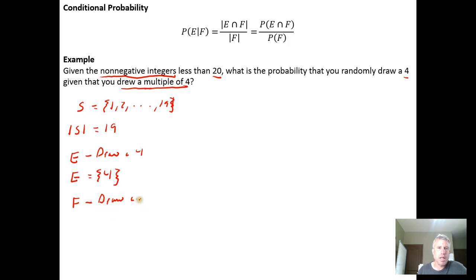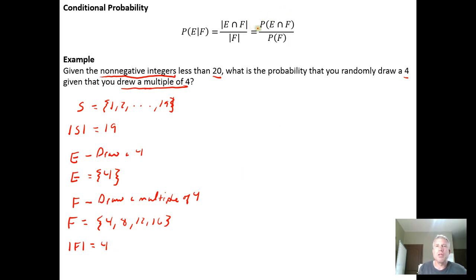Draw a multiple of 4. And we're told that we know this event has happened. Draw a multiple of 4. So F looks like this. He has all the positive multiples of 4 less than 20. So he has 4, 8, 12, and 16. And that means that the size of F is just equal to 4.